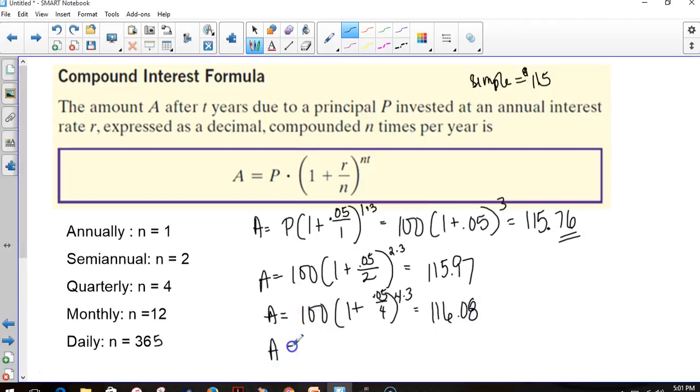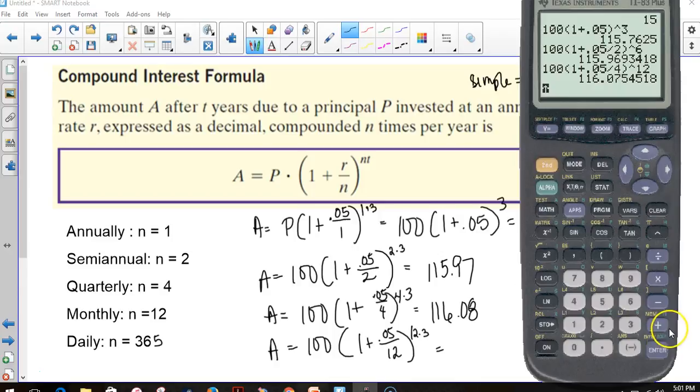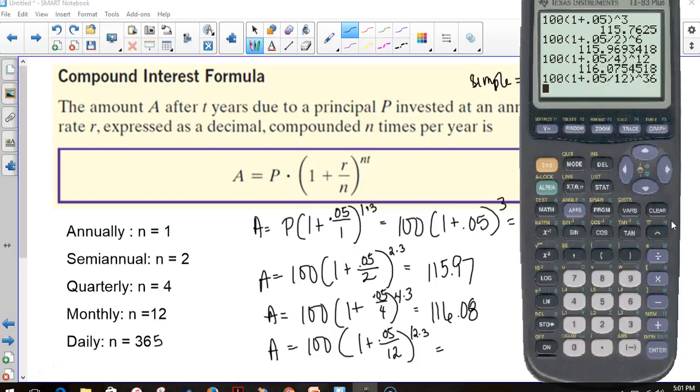Monthly, 0.05, divide by 12. 12 times 3 is 36. Second, enter. 12 raised to the 36. Even a little bit more. 116 times... $116.15. Now finally daily, my denominator will be a 365.